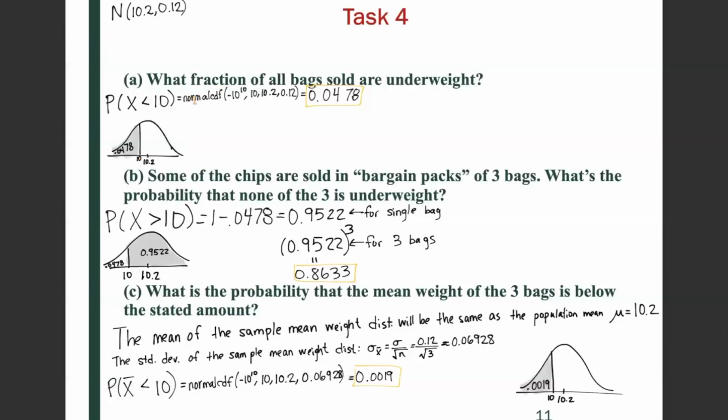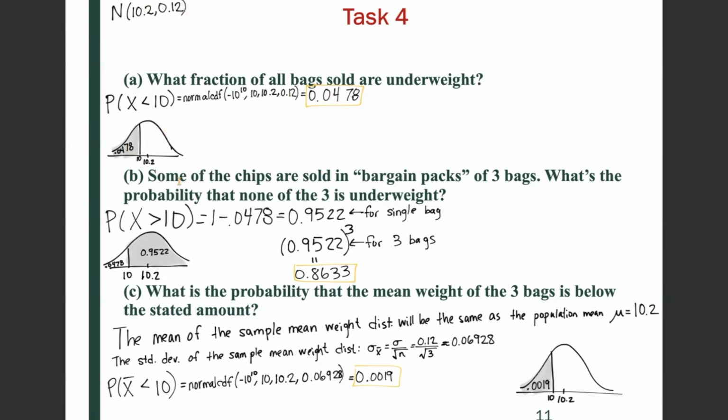So we're going to do our normal CDF function from negative infinity, or negative 10 to the 10, to 10, and then our mean is 10.2 and our standard deviation is 0.12. So that gives us 0.0478. That's that area under the curve. So that's the fraction of all bags sold that are underweight.